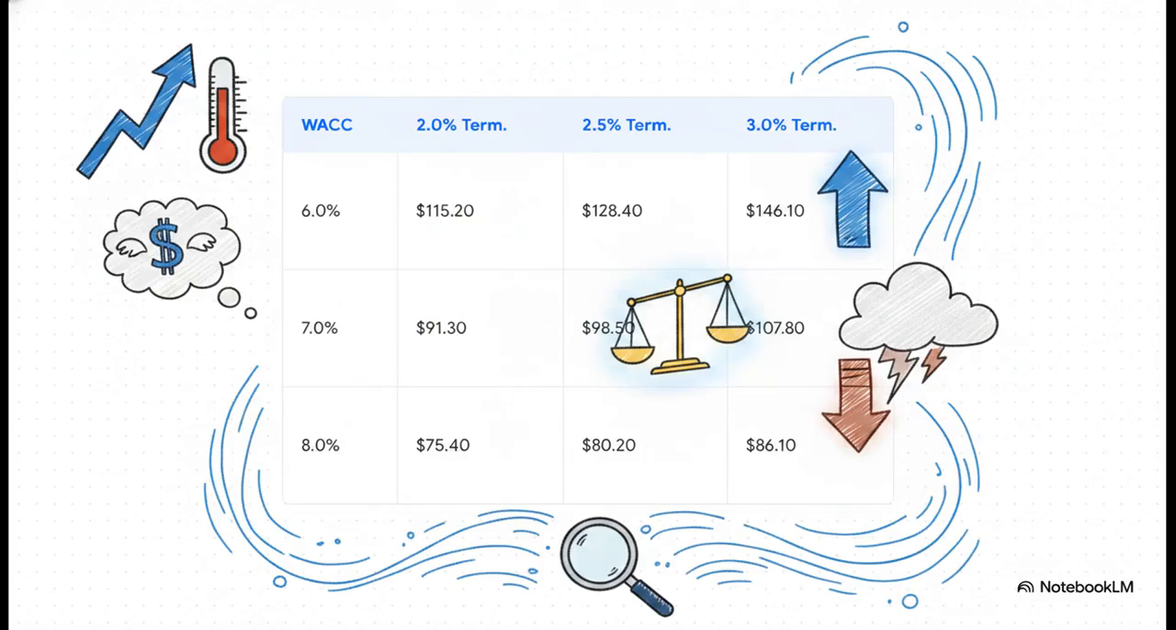That's why we always run a sensitivity table. Look at how slight shifts alter the value. If interest rates spike and push our required WACC to 8%, fair value drops down to $80. But if they can sustain a higher 3% terminal growth, value jumps all the way to nearly $108. So our $98.50 base case sits right in a highly plausible, very realistic middle ground.